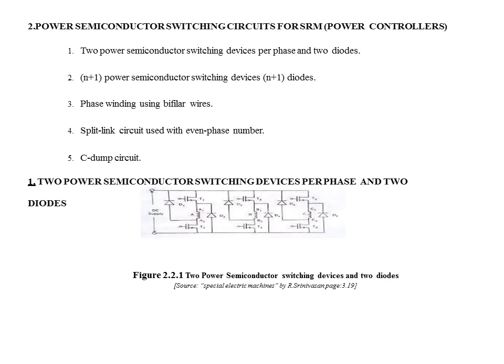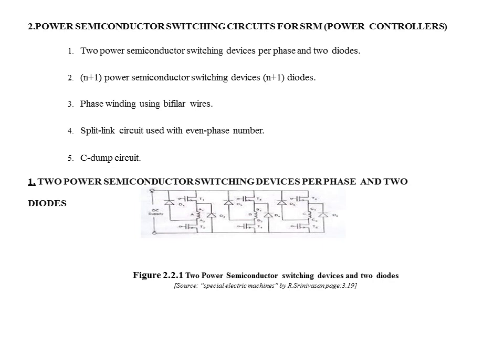The power semiconductor switching circuits used are: two power semiconductor switching devices and two diodes per phase, N plus 1 power semiconductor devices and N plus 1 diodes, phase winding using bifilar wire, split circuit using even phases, and C-dump circuits. Next one is the two power semiconductor switching devices and two diodes per phase. This is a diagram for two power semiconductor switching devices and two diodes.